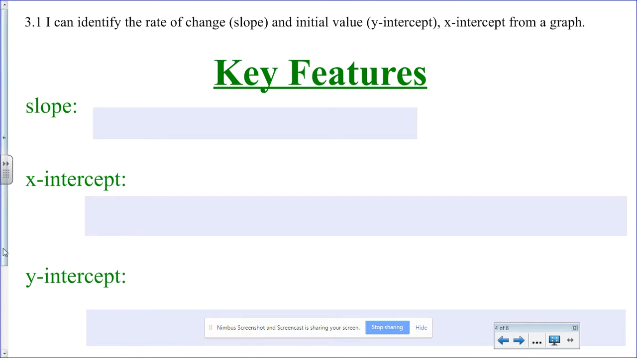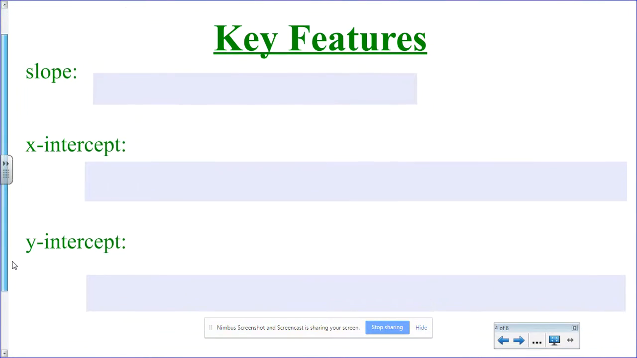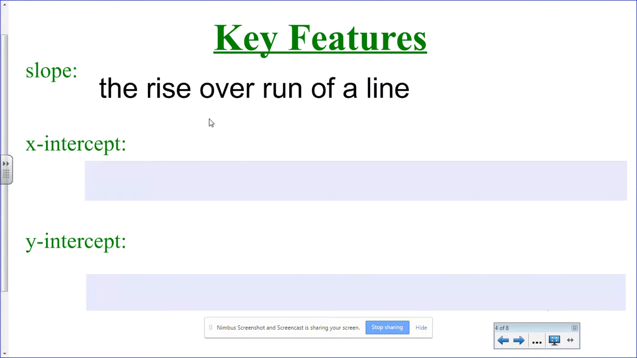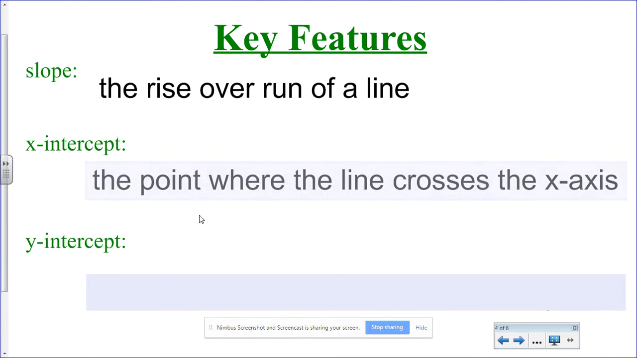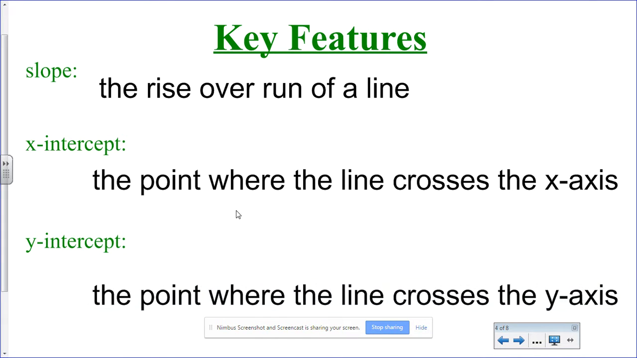Okay, some definitions here for our key features. We have slope, x-intercept, and y-intercept. Slope is known as the rise over run of a line. So we're going to figure out how much the graph goes up and over, or down and over. The x-intercept is the point where the line crosses the x-axis. And the y-intercept is the point where the line crosses the y-axis.